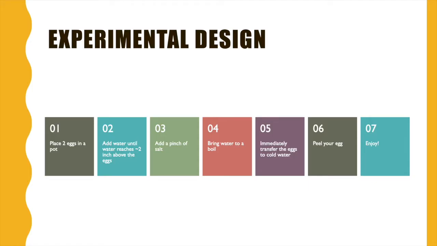Now for the experimental design. I've decided to add salt to the water so that the water can reach a higher temperature to speed up the cooking time slightly, but also as a measure to protect the egg against cracking. I've decided not to use baking soda as I'm not using fresh eggs. I've also decided not to prick the egg.